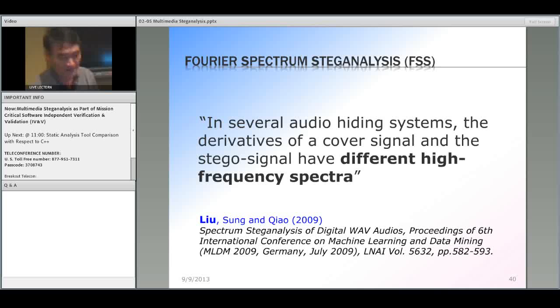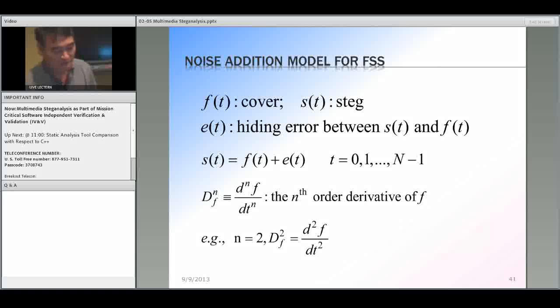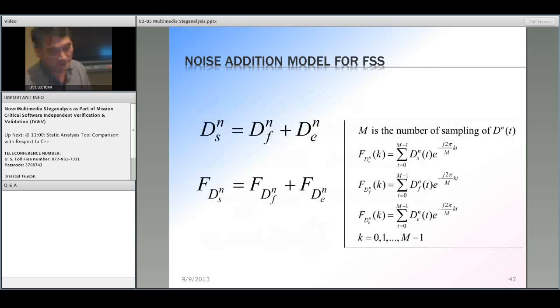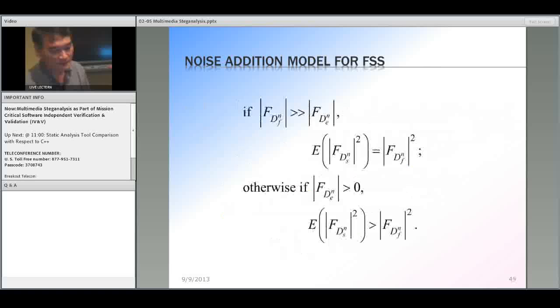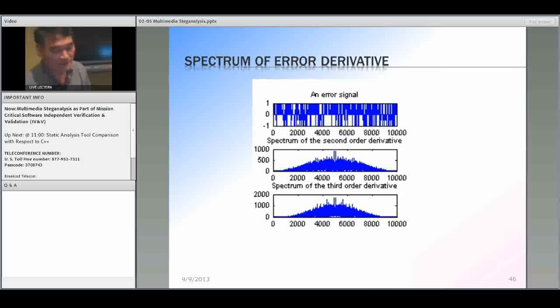So here's a 2009 paper showing how to detect steganography in wave audio. Wave represents the uncompressed medium, which is somewhat similar to uncompressed images. It's easier to detect than compressed signals like MP3. And for MP3, we have other methods to deal with it. Let me skip all these really nuts and bolts of how to do the detection.